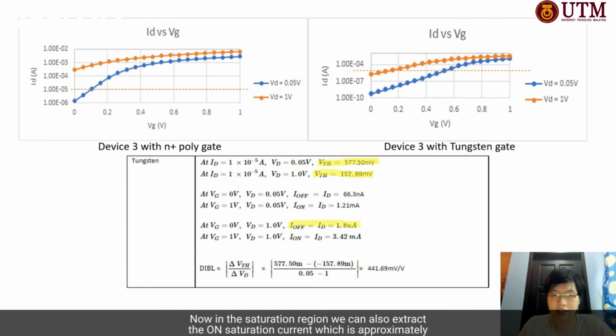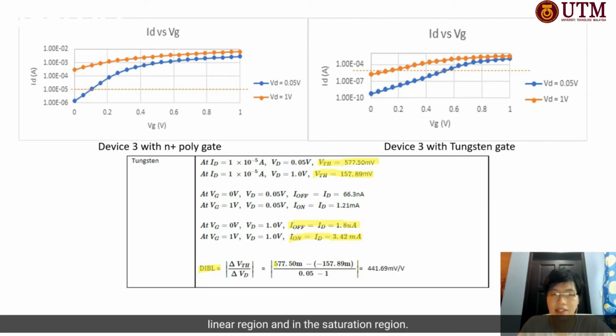Now in the saturation region, we can also extract the leakage current, which is 1.8 microamps. We can also extract the on-saturation current, which is approximately 3.42 milliamps. Finally, we can calculate the DIBL value from the different threshold voltages in the linear region and in the saturation region. The DIBL value is calculated to be 441.69 millivolts per volt.